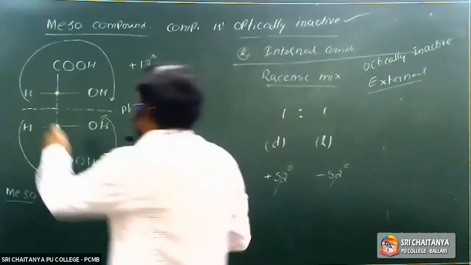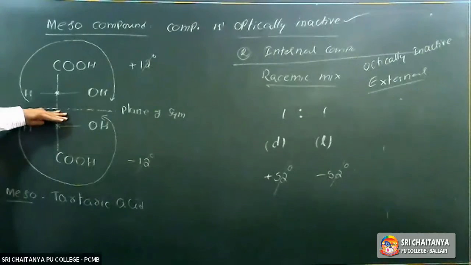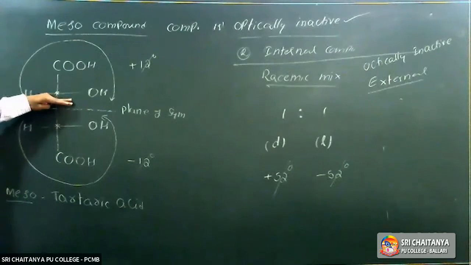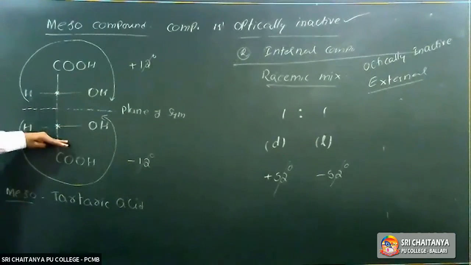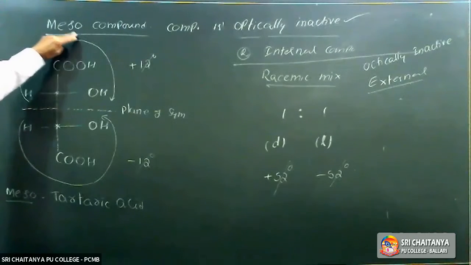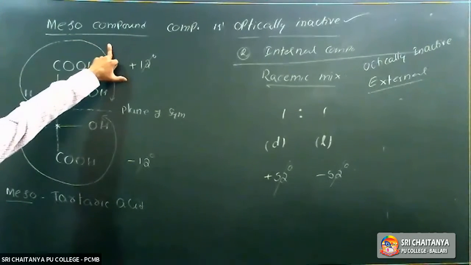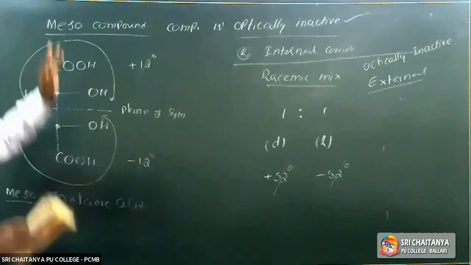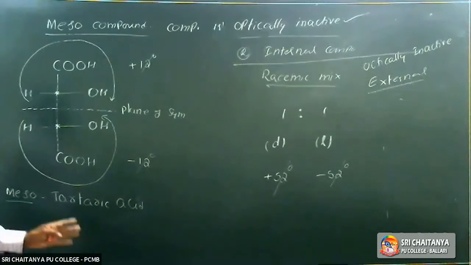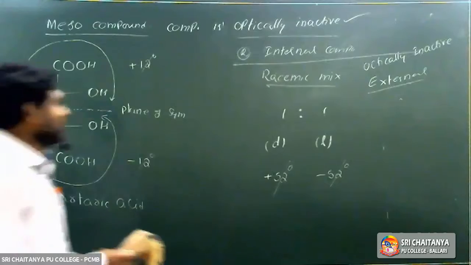A meso compound contains a plane of symmetry. So the first half part is a mirror image of the second half part. Hence such a type of compound is called a meso compound. Okay. So enantiomers, diastereomers, and meso compounds are completed.